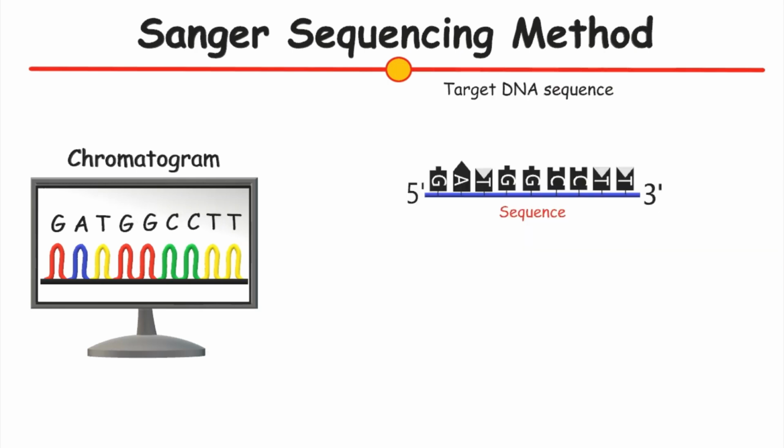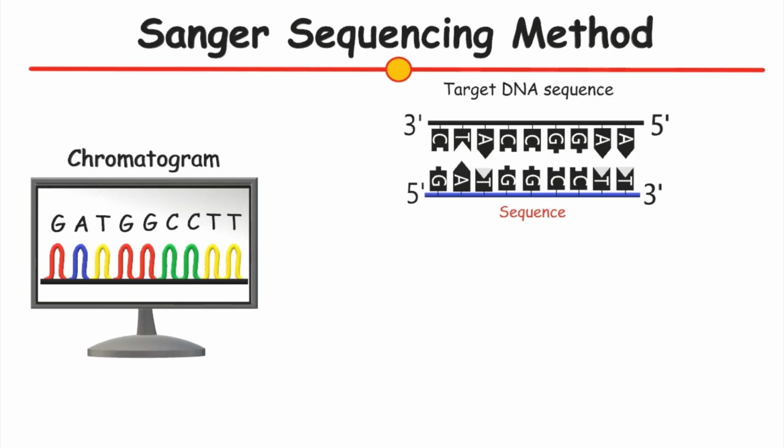Now, once we have the DNA sequence, what will be the sequence of the original target DNA strand? You are right, it will be the complement, but written in the 3' to 5' direction. So the sequence is CTACCGGAA.